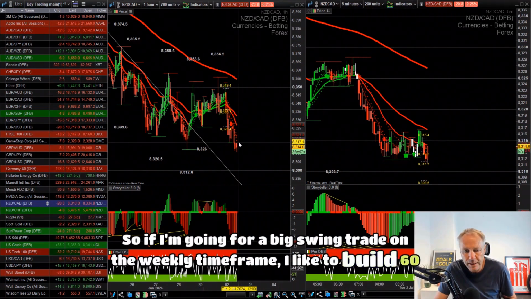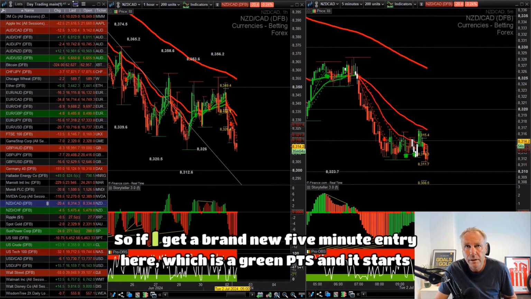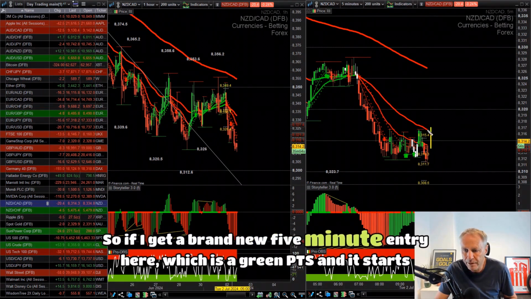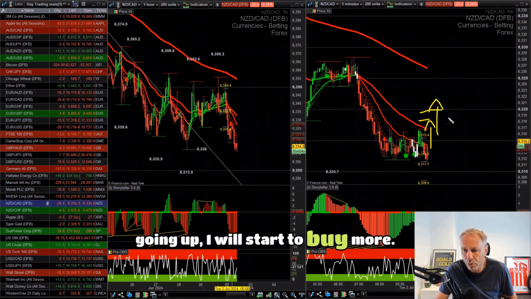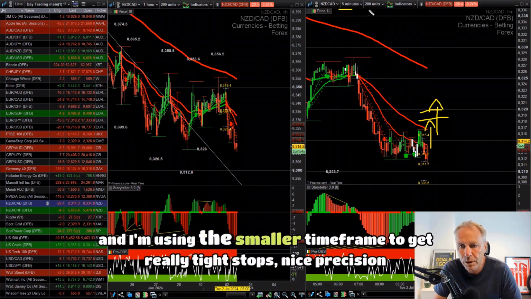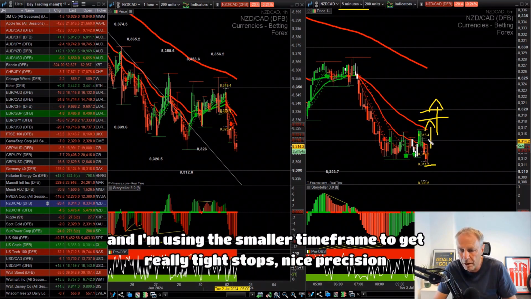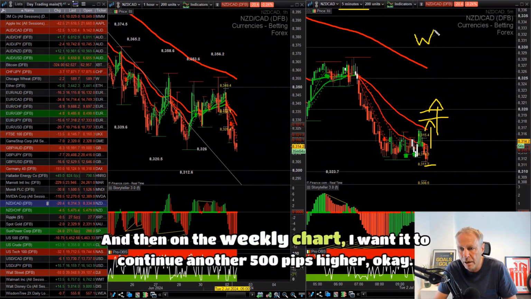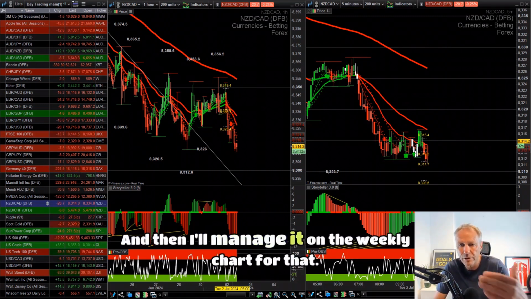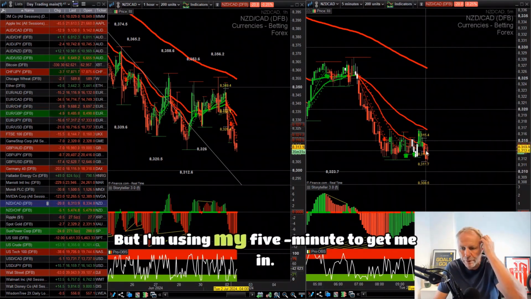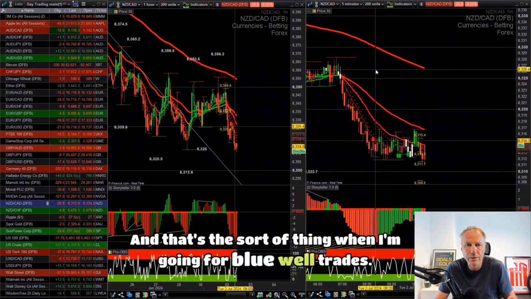I like to build 60-minute and 5-minute entries into this. So if I get a brand new 5-minute entry here, which is a green PTS, and it starts going up, I will start to buy more. And I'm using the smaller time frame to get really tight stops, nice precision entries. And then on the weekly chart, I want it to continue another 500 pips higher. Okay, and then I'll manage it on the weekly chart after that. But I'm using my 5 minute to get me in, so I can have really tight stops. And that's the sort of thing when I'm going for blue whale trades.